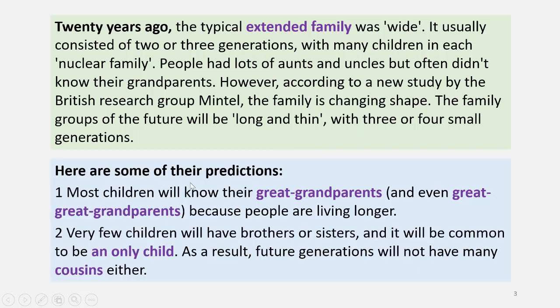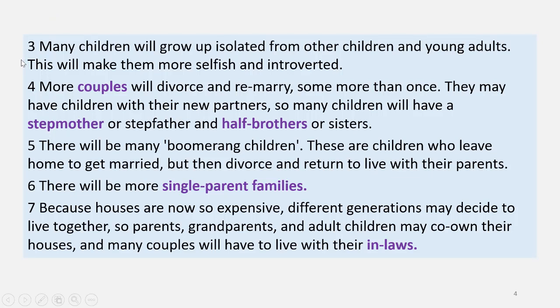1. More children will know their great-grandparents and even great-great-grandparents, because people are living longer. 2. Very few children will have brothers or sisters, and it will be common to be an only child. As a result, future generations will not have many cousins either. And for prediction 3, many children will grow up isolated from other children and young adults. This will make them more selfish and introverted.